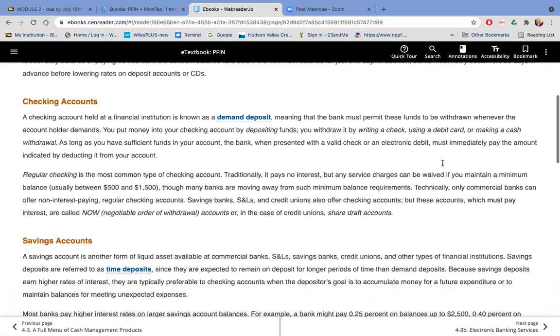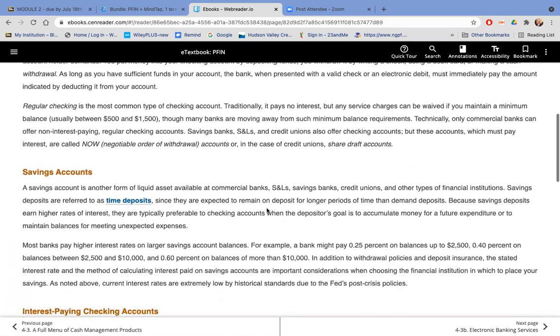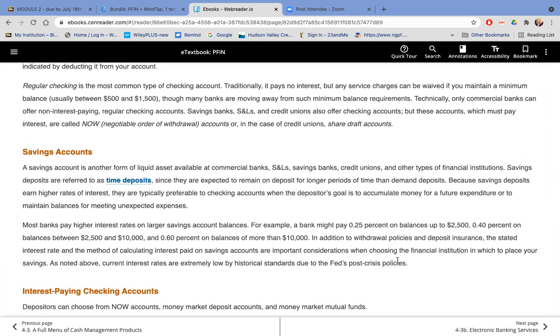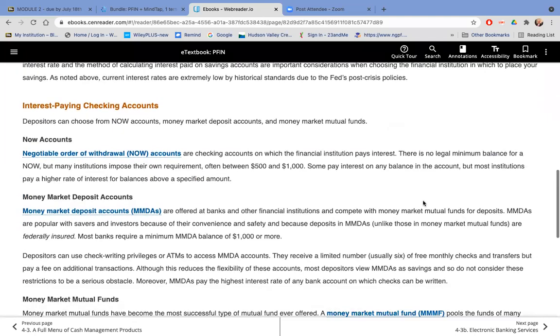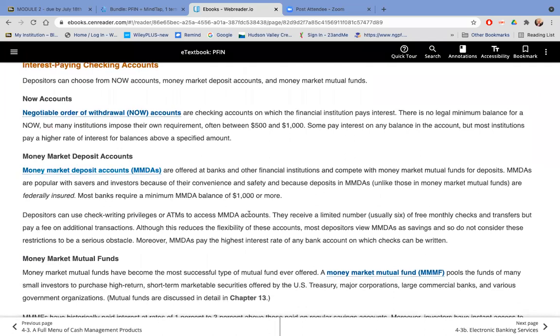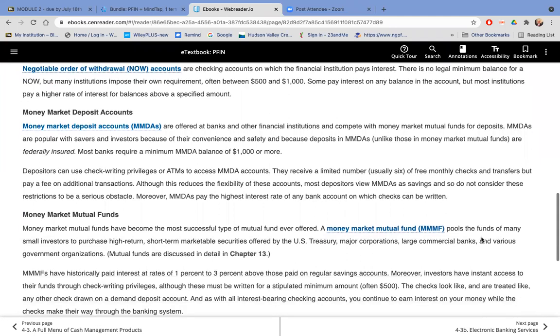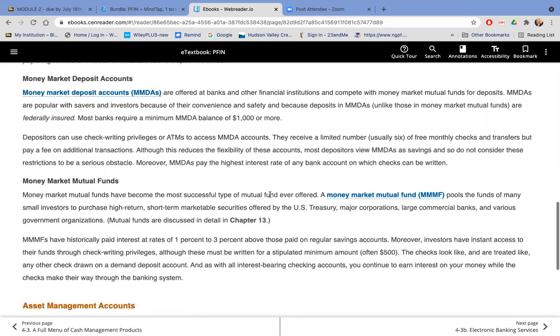So checking accounts and savings accounts. Checking accounts are called demand deposits. Savings accounts are called time deposits. And then there are other types of accounts that are basically checking accounts that pay interest, like a NOW account, a money market deposit account, which is different from a money market mutual fund. So you're going to be reading a little bit about those types of things, and you'll have more information in the videos that I've provided for you.